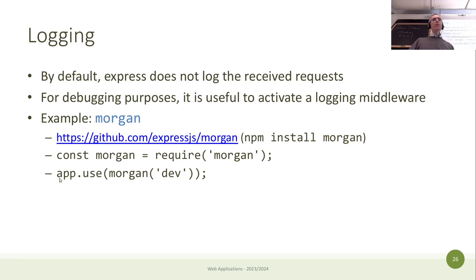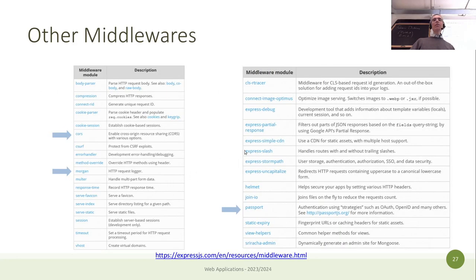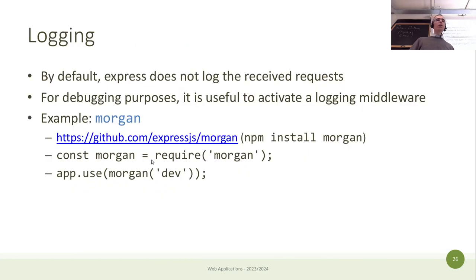This Morgan is used in a very simple way: app.use(morgan), and then you need to pass a string that tells Morgan how much logging you want. Do you want very detailed logging or just very basic logging and so on? We suggest using this dev string. I don't have the example, we have it later. It prints every request that comes from the client.